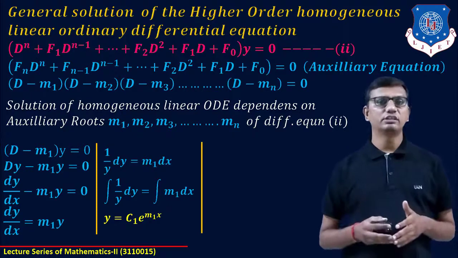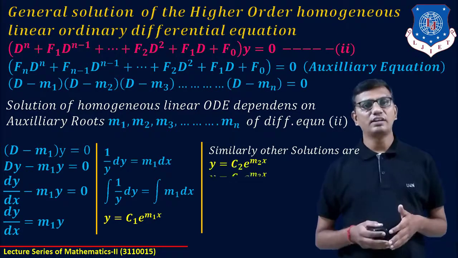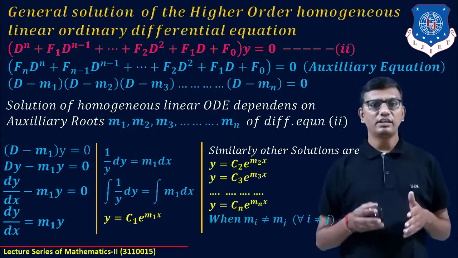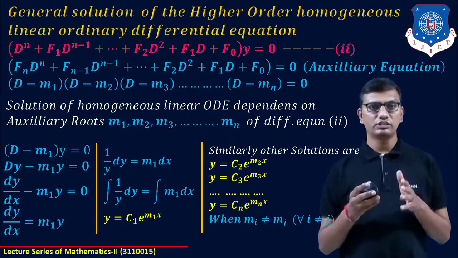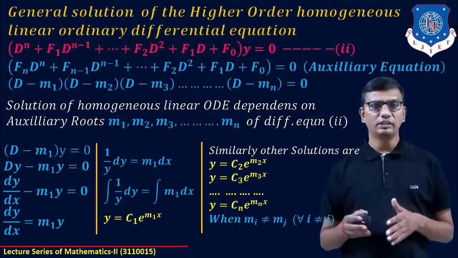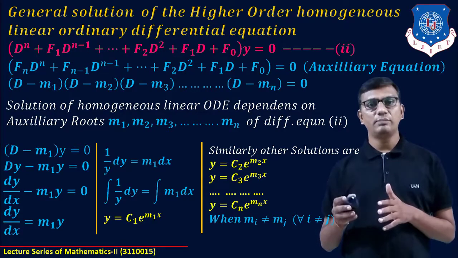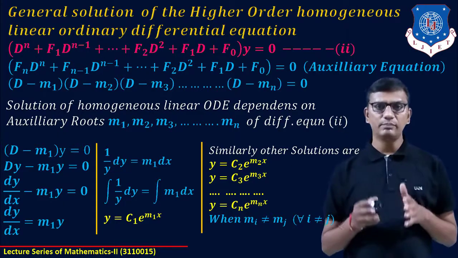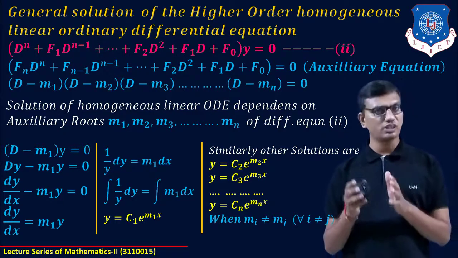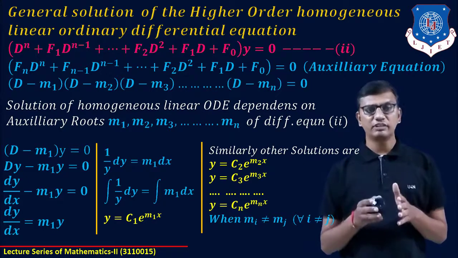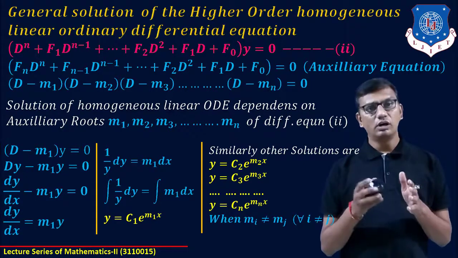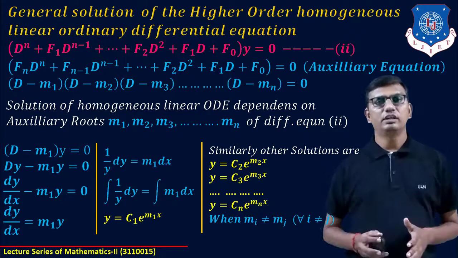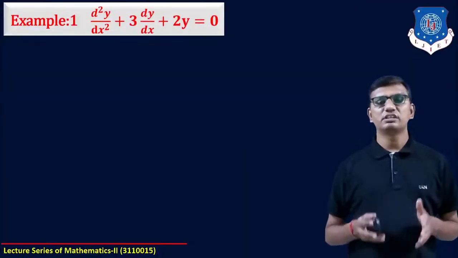Similarly, we can find the other solutions: y equal to c2 e raised to m2x for the second factor, y equal to c3 e raised to m3x for the third factor, and so on, up to y equal to cn e raised to mnx for the nth factor. This method is applicable when all auxiliary roots are different. If some auxiliary roots are the same or complex, then we cannot easily find this solution. Let us see some examples in this case.